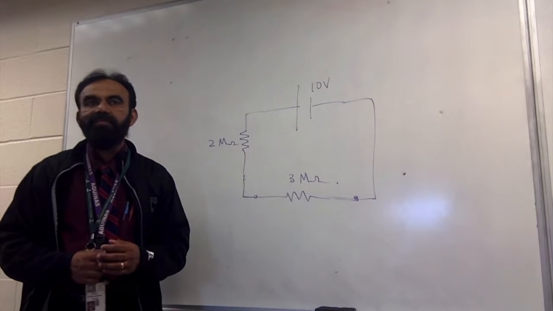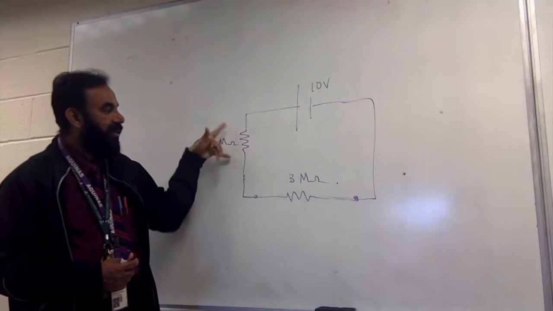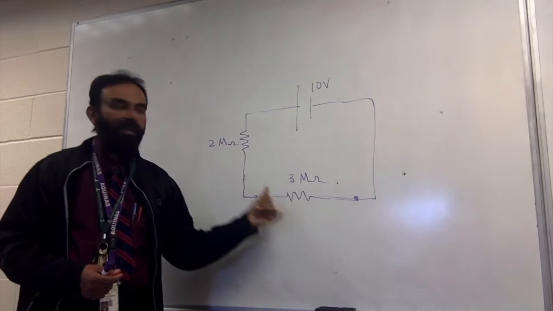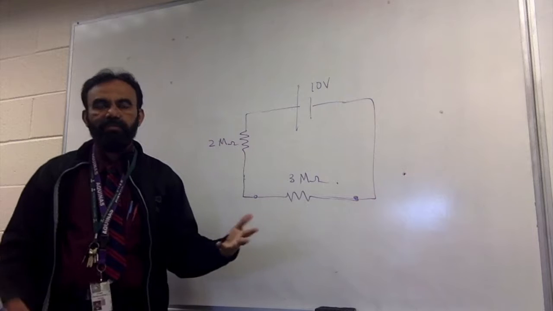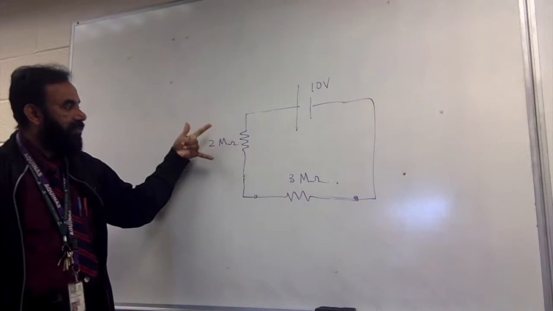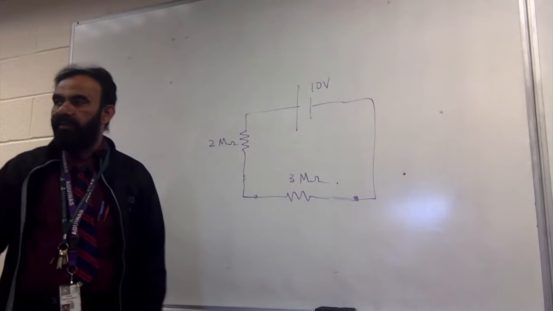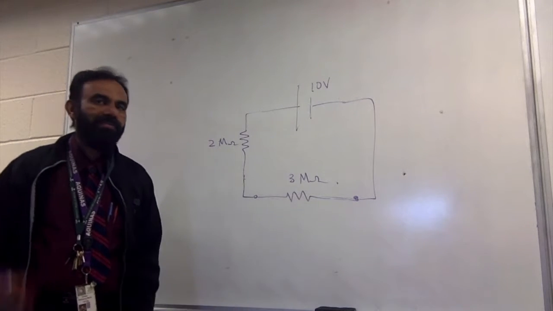They're in series loops. So what's happening is this 10 is going to be distributed, some here and some here. And both are mega ohms, so it's going to be split in the ratio of 2:3. So what is this going to get? 6 volts. One way of doing it.